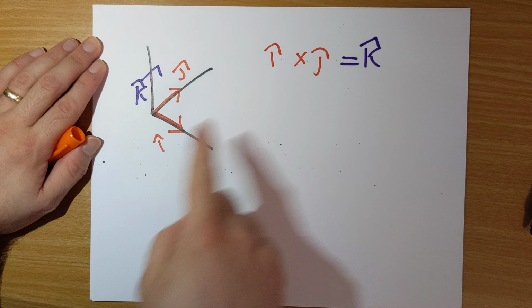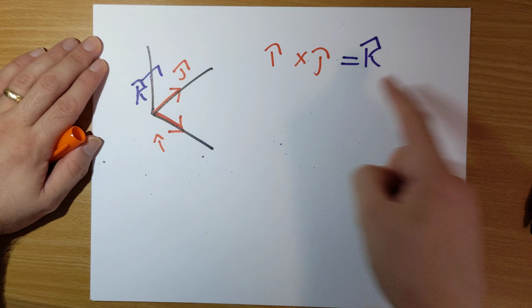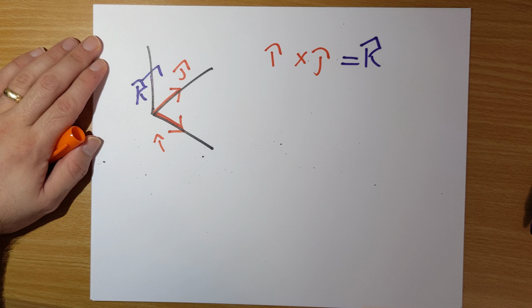And so this all checks out. I hat cross j hat is equal to k hat. That was in our previous video, I think.